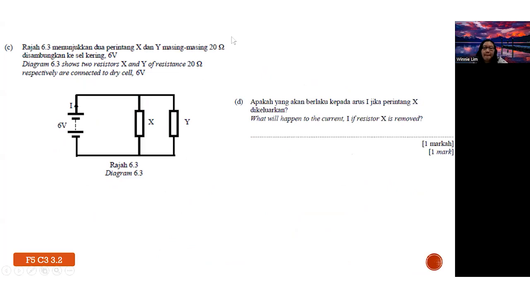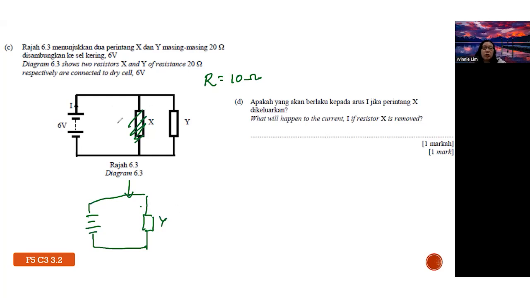So for part D, okay, what will happen to the current if the resistor X is removed? So if you remember, initially we have our total R is what? 10 ohm, right? Just now from a previous part. So now if you remove the X, that means now your circuit becomes what? Only one resistor, right? Y alone only.